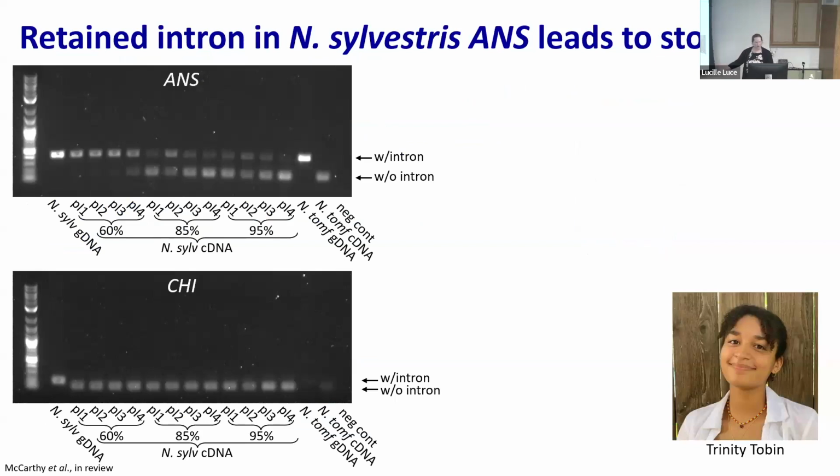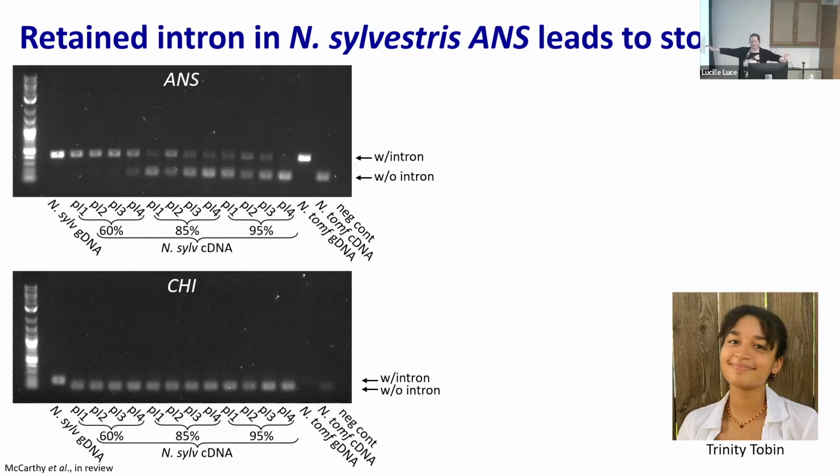So because of a different project, one of my undergrads, who also has graduated, Trinity Tobin, found that the ANS copy of Nicotiana sylvestris retains an intron in its transcripts. So here we have some gels. Here's our genomic DNA from sylvestris. Here's cDNA from another diploid. So we can see that we can definitely get differentiation where we have an intron, without an intron. But in the cDNA from sylvestris, we tend to have both. So we have some transcripts that have the intron, some that don't. And this also changes over time. So early on in development, we have more transcripts that retain this intron and fewer that don't.